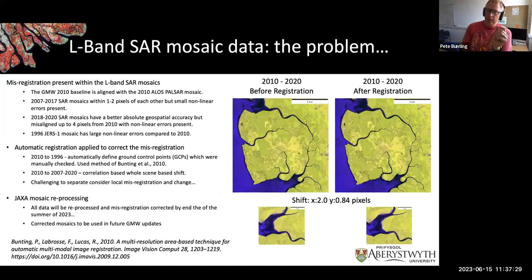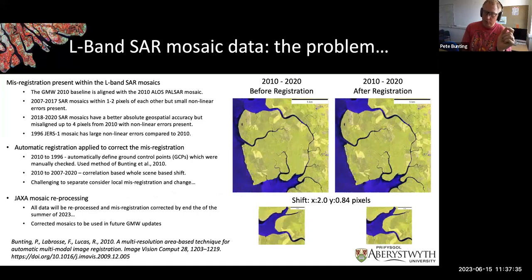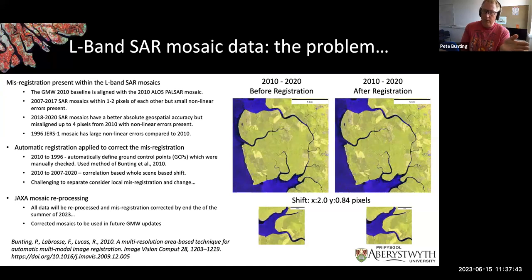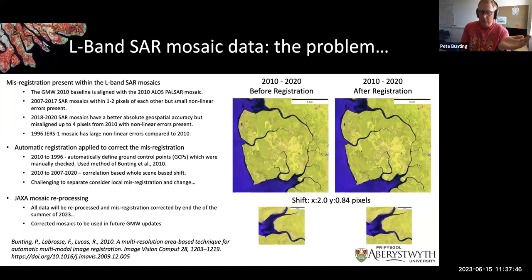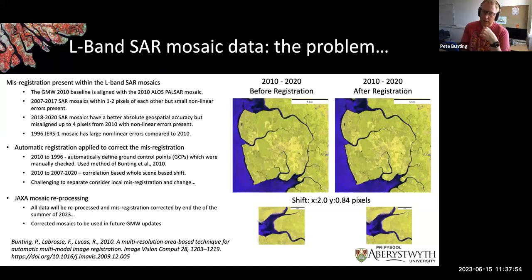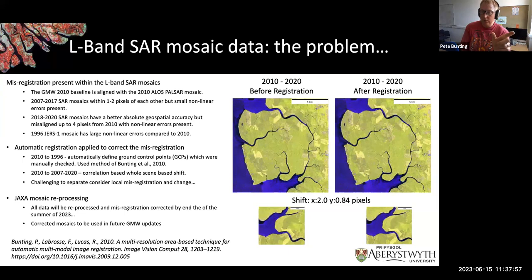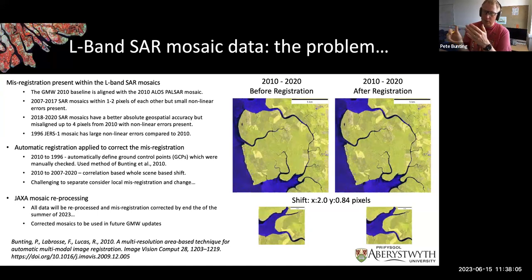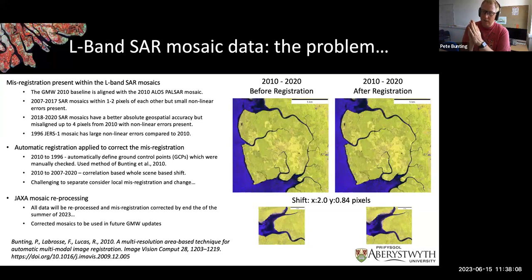One of the problems that we had with the L-band radar data is that there was a misregistration within the data. In some areas, it was up to about 4 pixels. And this was actually exaggerated because JAXA identified that there was an error through some of the feedback that we and others had given in about 2017. And therefore, they started to correct this error. So in 2020, they'd actually corrected the error. But of course, our baseline maps are all on the 2010 baseline. So to avoid getting quite significant biases in the data, we had to apply some automatic image registration to the JAXA mosaics.